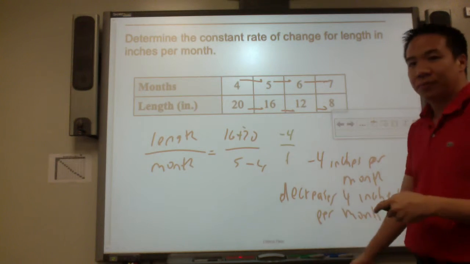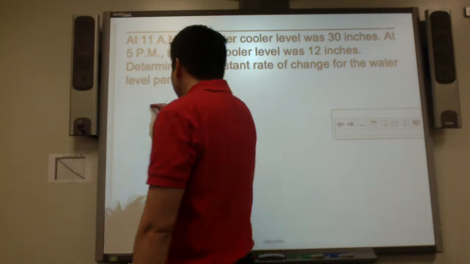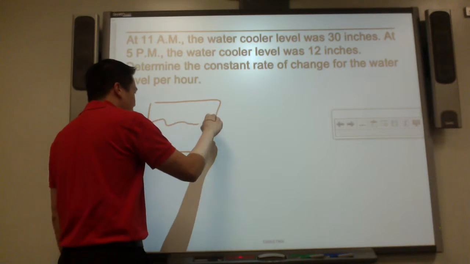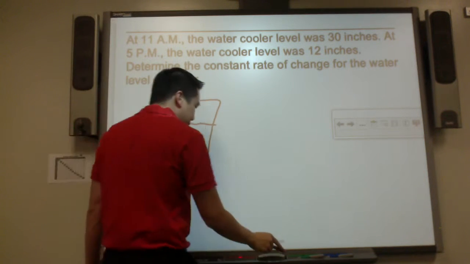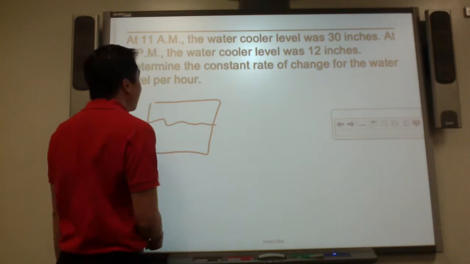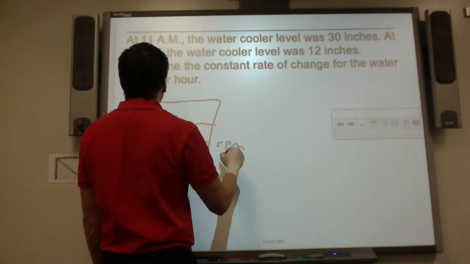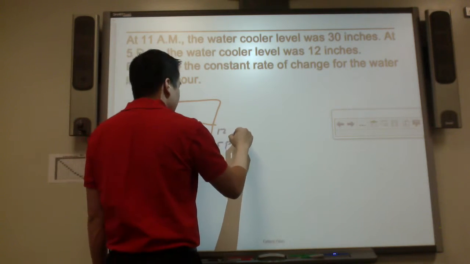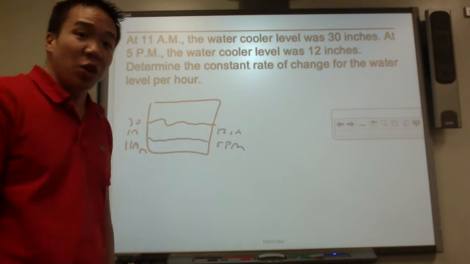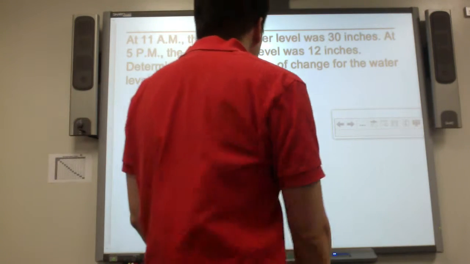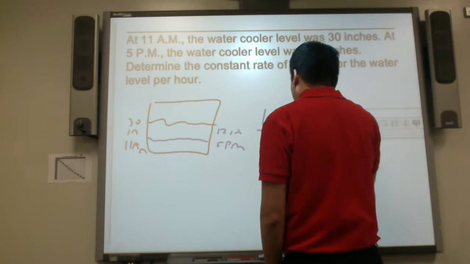It goes down 4. At 11 a.m., the water cooler level was 30 inches. Water, 30 inches, 11 a.m. At 5 p.m., the water level now is only at 12 inches. Ooh, it dropped. There must be a leak somewhere. Or maybe someone's drinking a lot of water right now. Determine the constant rate of change for the water level per hour.